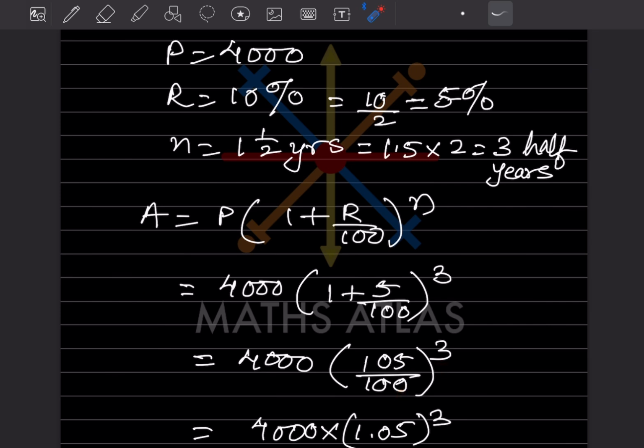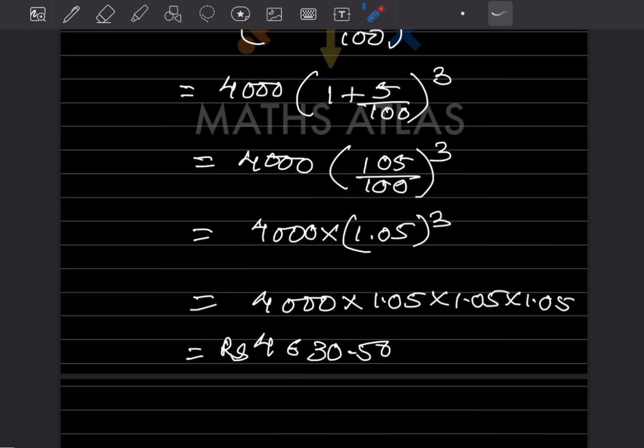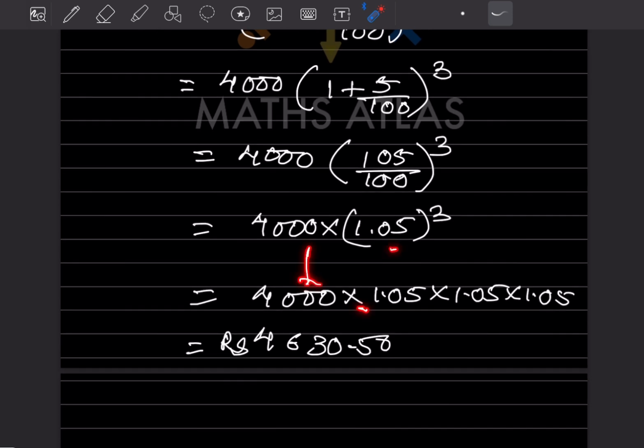Now what will you do? First, solve 105 divided by 100. There are two zeros, so you go backwards and put a decimal over here. That will be 1.05. So this is 1.05 raised to 3, and you are going to multiply this 3 times.